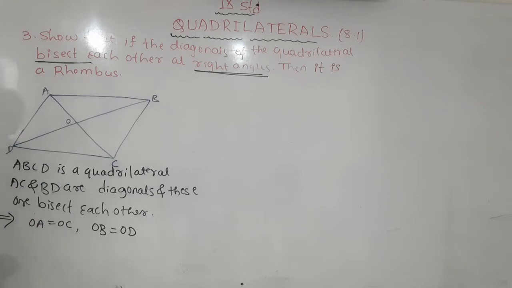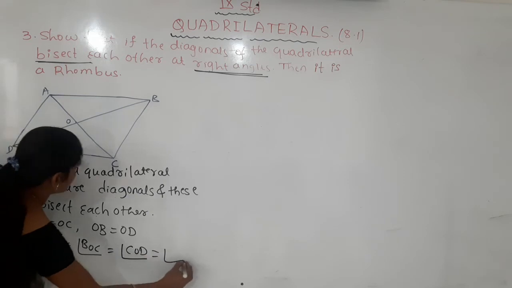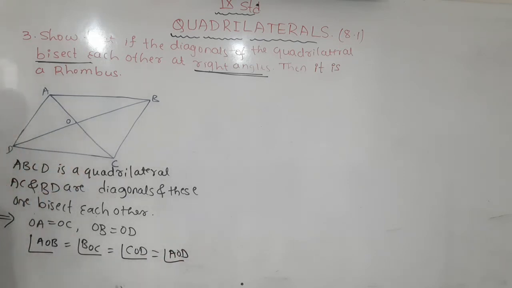And one more thing, angle AOB is the same as angle BOC, the same as COD, the same as BOA. Why? Because they bisect at right angles, means all these four angles are equal. This implies angle AOB is the same as BOC, the same as COD, the same as AOD. All these four angles are equal to what? 90 degrees. Why? Because they intersect at right angles.